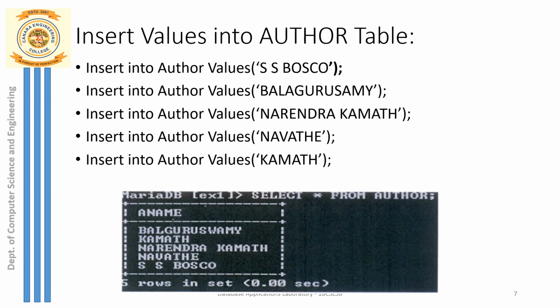Next we have our author table, and you can note here my author table contains only one particular attribute. So here you can enter all the author names. What are the author names I have given? 5 different author names I have given. Why? Because author name is primary key, so different values only you can give.